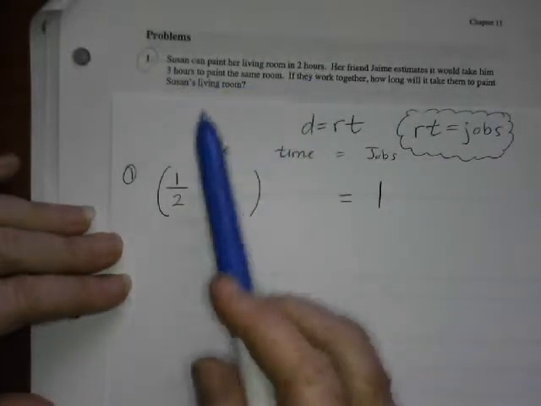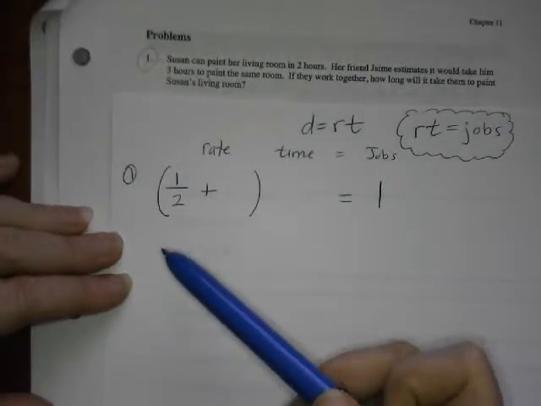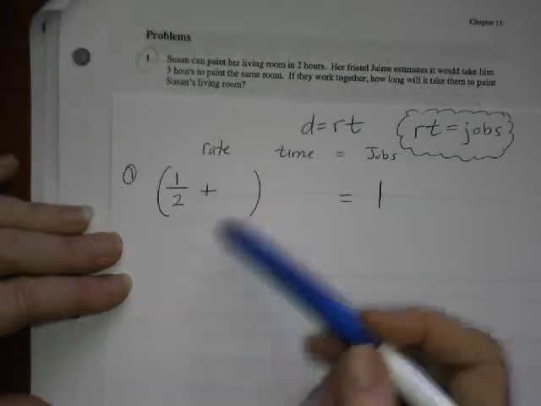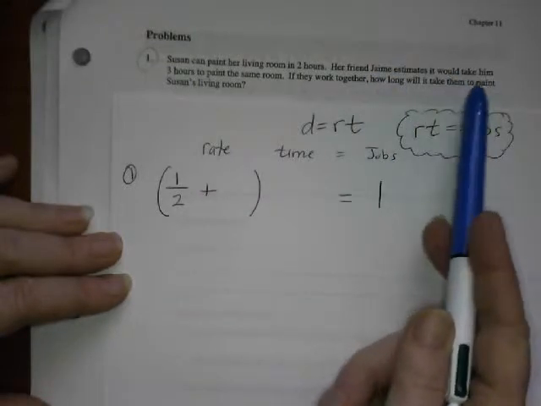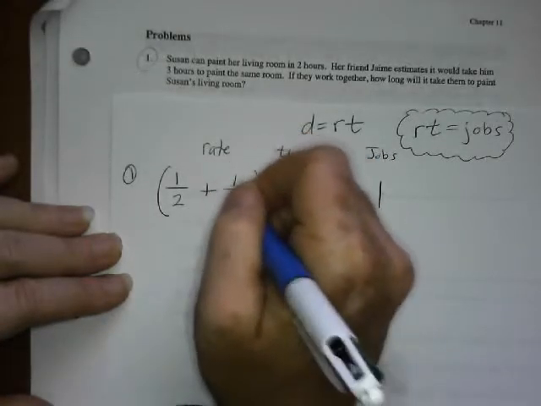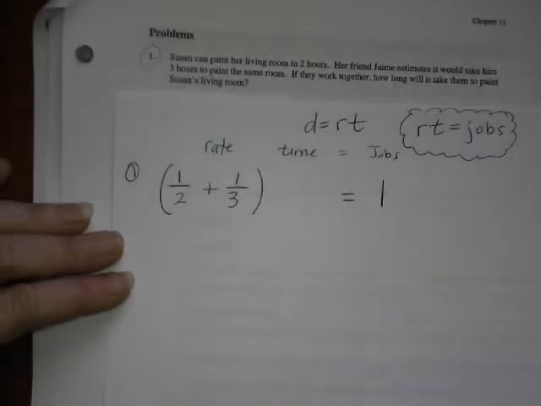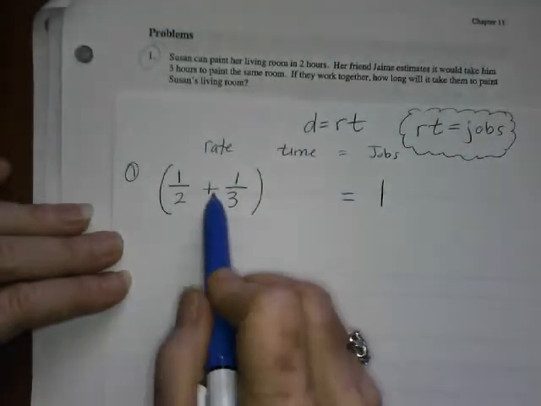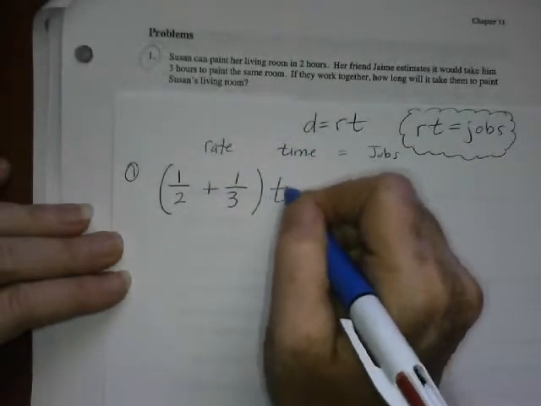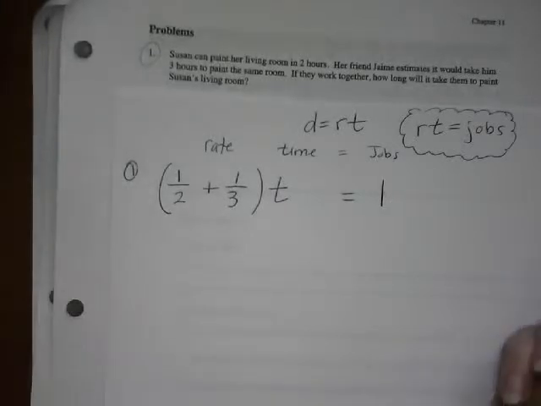So Susan can paint 1 living room in 2 hours. The rate of Jamie is, or I guess it's Jaime, it takes him 3 hours so he can do 1 room in 3 hours. Or you can say he can do 1/3 of a room per hour. If they work together, how long will it take them to paint the living room? So rate times time, I'm just going to use a T for time, equals jobs. Okay? So how are we going to do this?